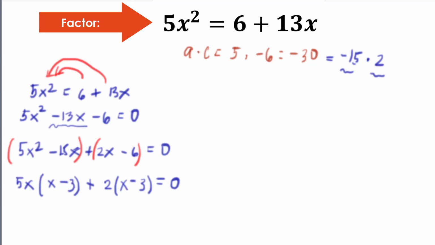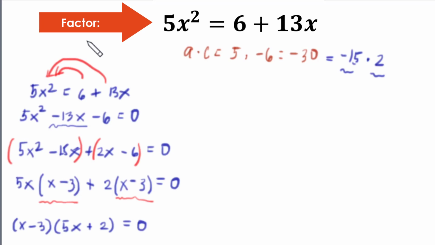As you can see, we have here a common term, that is x minus 3. And on the other term, we have x minus 3. So we just simply factor this out. It will become, factor x minus 3 since that is the common term. So that will become x minus 3. Then we are left with 5x plus 2. That is equals to 0.